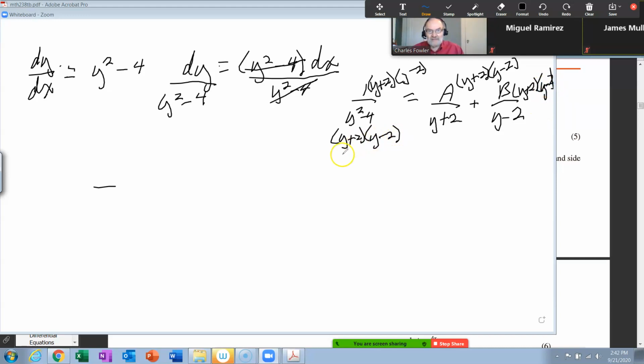Okay, now here the denominator disappears and you just have left on the left hand side 1. Now here y plus 2 and y plus 2 divide out and you're left with a times y minus 2. We'll just leave it like that for now. Plus, and here the y minus 2's go out, and you're left with b times y plus 2. Okay?